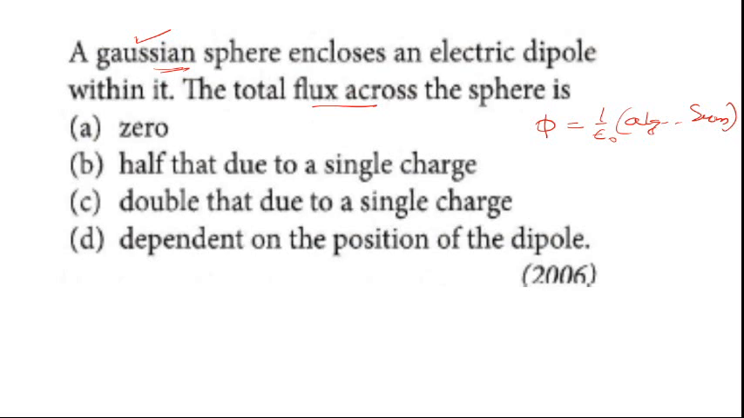So if you consider this Gaussian surface given in the problem, it encloses an electric dipole. You should know what an electric dipole is. An electric dipole is two equal and opposite charges separated by a small distance. So one is q, the other is minus q. If you take the algebraic sum, it becomes 0. The flux is 0. So which option is correct? Option A is correct.